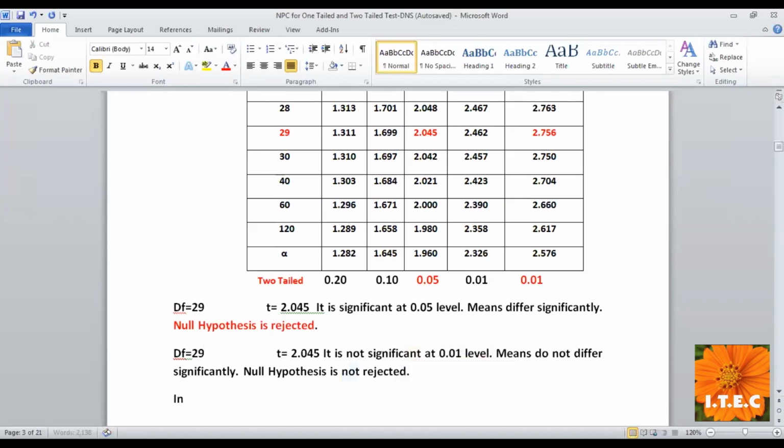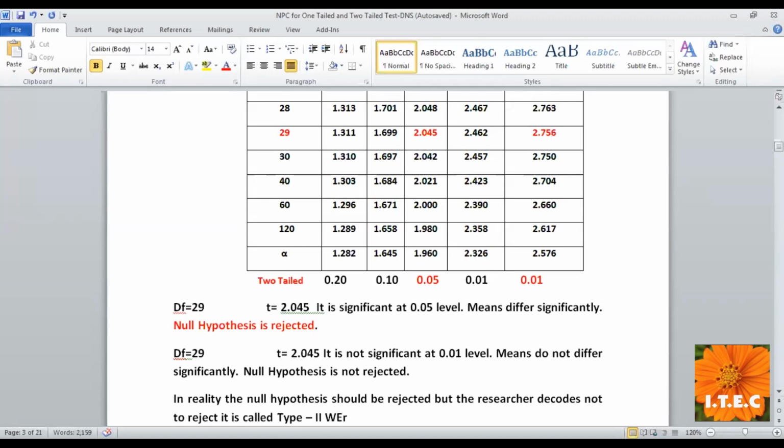So in reality, the null hypothesis should be rejected, but the researcher decides not to reject it, is called type 2 error, or beta error.